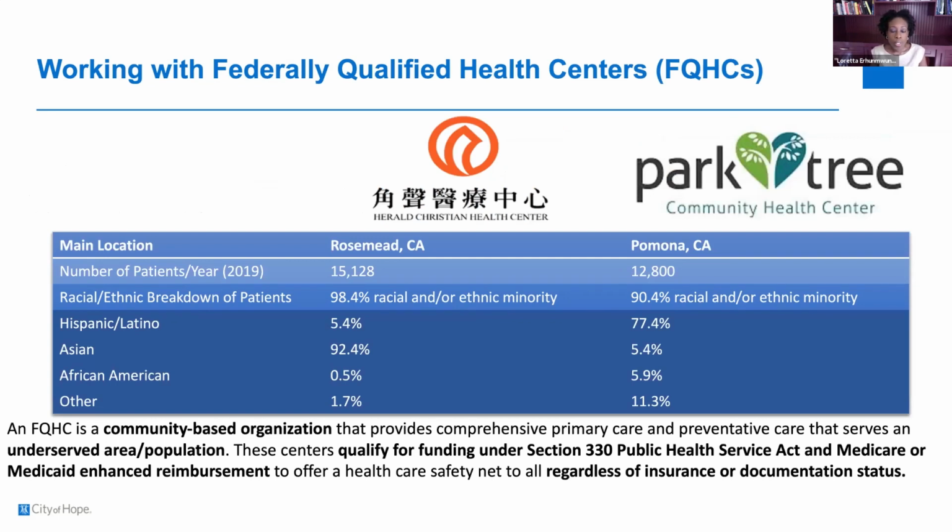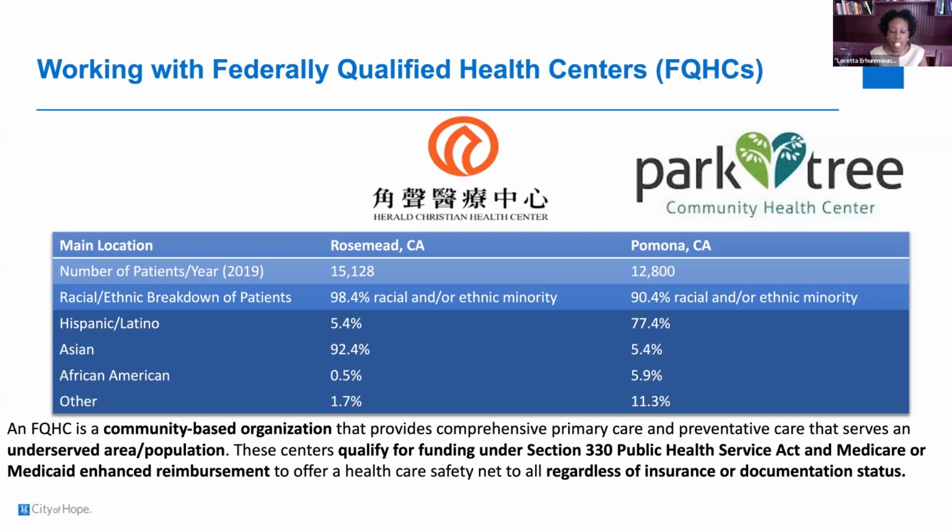And so we, with this knowledge, wanted to work with some of our underserved groups. And so we sought out and connected with two phenomenal federally qualified health centers in our catchment. By way of review, FQHCs are community-based organizations that provide primary care and preventative care to underserved groups. They are literally paid to be a healthcare safety net to individuals, regardless of insurance or documentation status. And so we partner with two, one on the Herald Christian Health Center and the Park Tree Community Health Center.